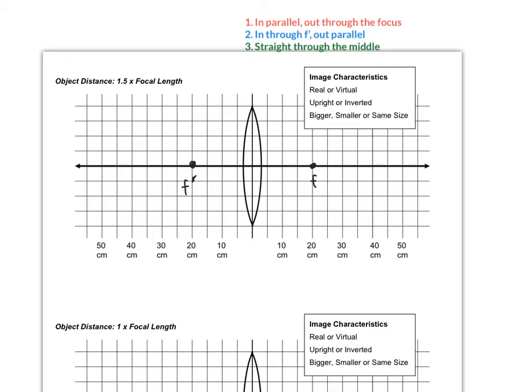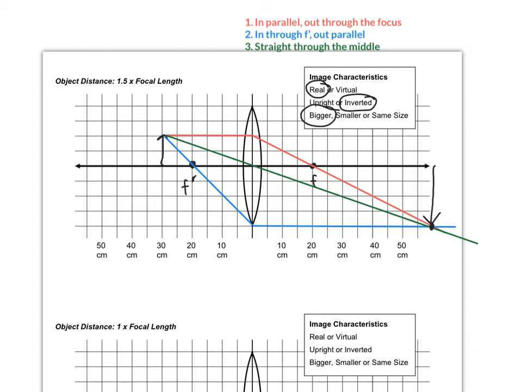Moving on to the next one, I already set up F prime and F here at 20 centimeters on either side of the lens. We're going to put our object at 1.5 times our focal length, which would be here at 30 centimeters, 2 blocks tall once again. And we begin drawing our 3 rays. We start with in parallel, out through the focus. We do in through F prime and out parallel, and then the one that goes directly through the center. Once again, we have a real image that is inverted. This will actually be the last one that is in that situation. And in this case, it does form a bigger image. This is clearly bigger than 2 blocks tall here, and so will be a real, inverted, and bigger image.